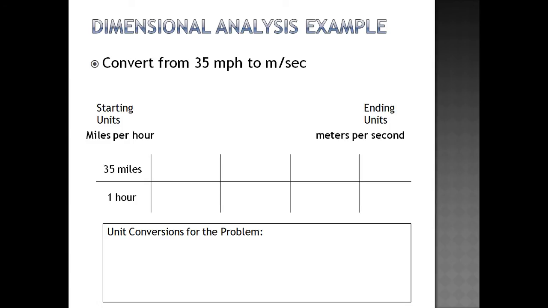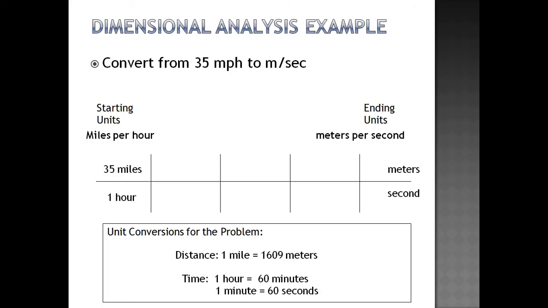Let's convert 35 miles per hour to meters per second. I start by writing down my starting units, that's miles per hour, and my ending units that we want is meters per second. So 35 miles per 1 hour. That's hidden in the problem. Per always means something's going to go on the bottom. Then I put on my ending units, meters per second.